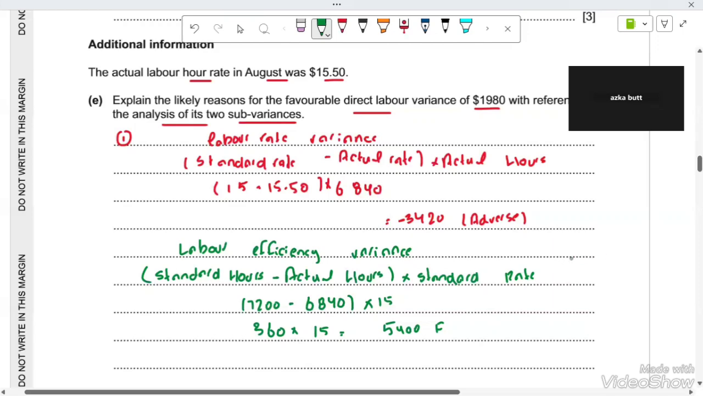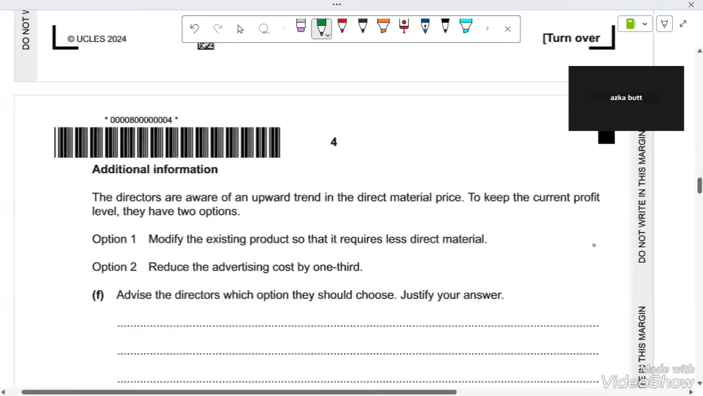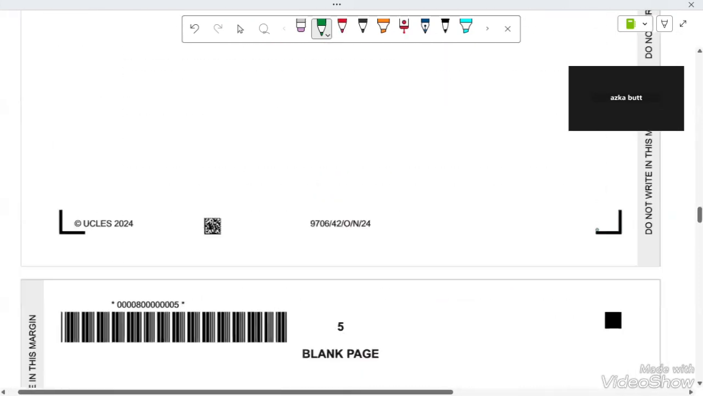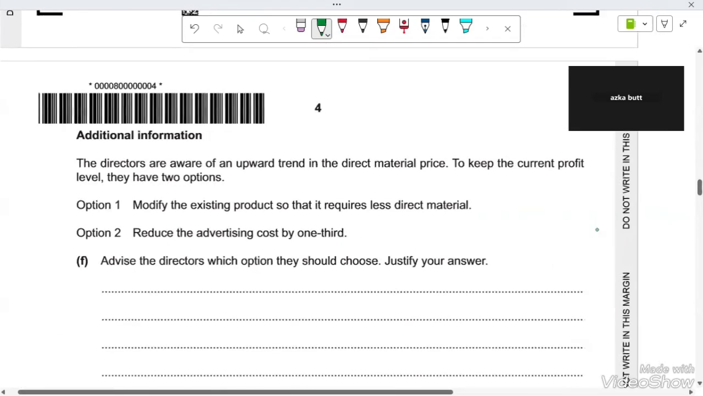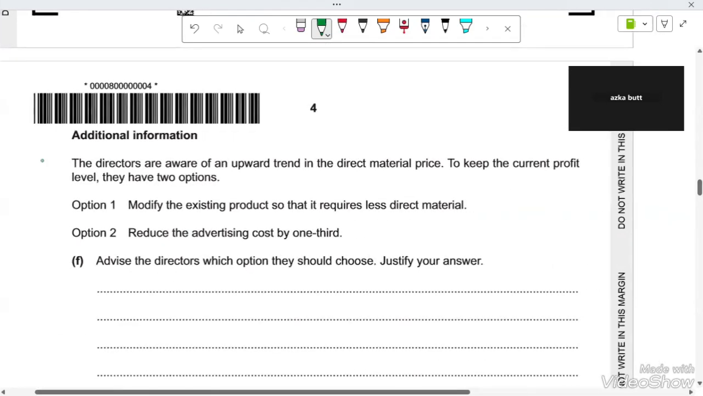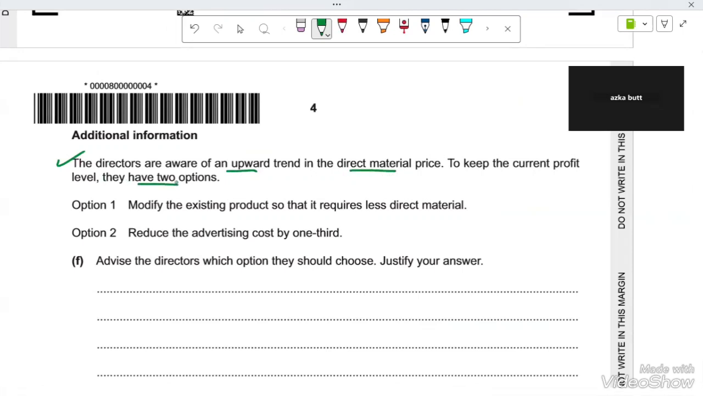Okay, so now we are going to see the last question. The question is that directors are aware of an upward trend in direct material price. To keep the current profit level, they have two options. Option one is to modify the existing product so that it requires less direct material. Option two is to reduce the advertising cost by one third. Advise the directors which option they should choose.